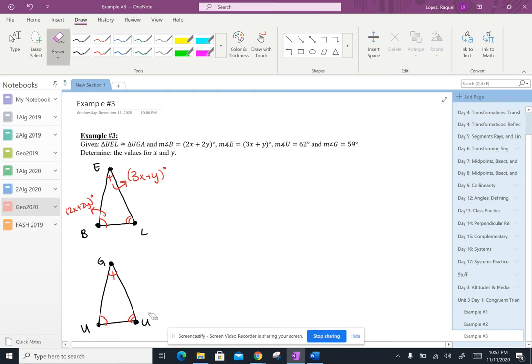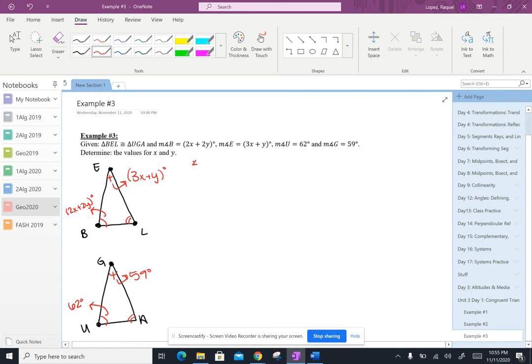Oh, whoops. I marked my second diagram incorrectly. This bottom one should be an A. Here we go. Measure of angle U is 62 degrees. And the measure of angle G is 59 degrees. Okay, so now let's go ahead and start setting up some equations.